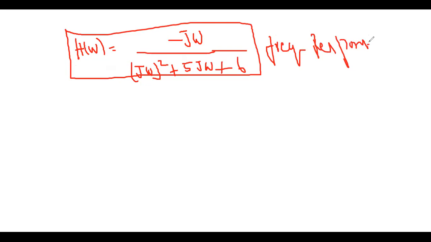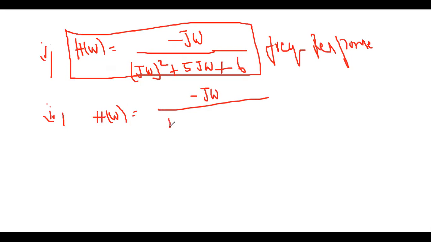Frequency response is done. Now I have to find the second one. What is the second one? Impulse response. To find the impulse response, first of all, you write the factors of the denominator. H of omega is equal to minus j omega divided by j omega whole square plus, you write the 5 as 3j omega plus 2j omega, plus 6, since 2 times 3 is 6.